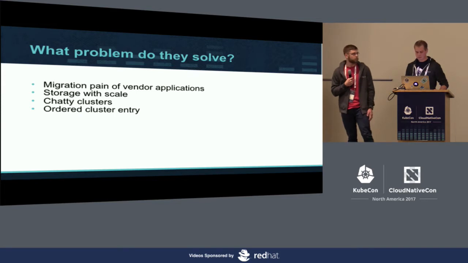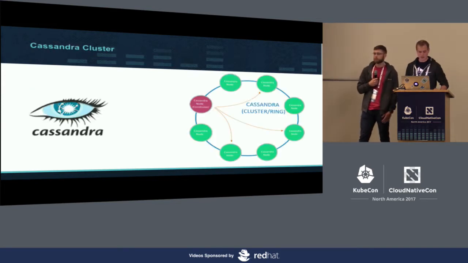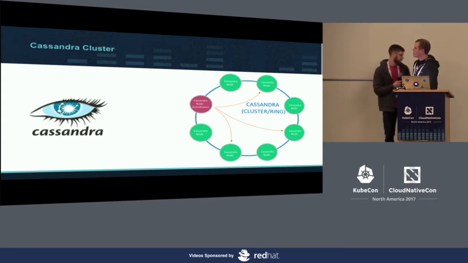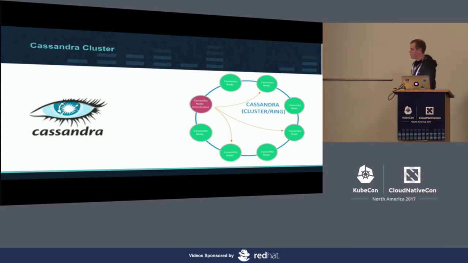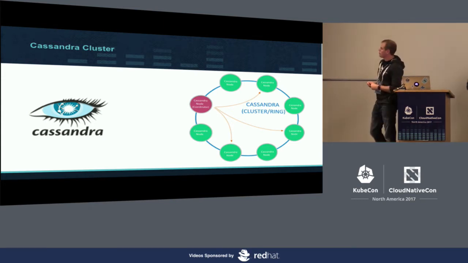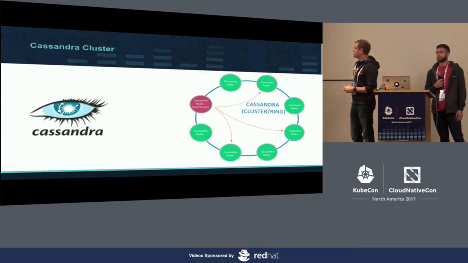Yeah, certainly. A concrete example here is Cassandra. If you think about a Cassandra cluster, we have nodes in a graph, and they use a gossip protocol to share information between the nodes in the graph and the edges in the graph. So thinking about how we scale Cassandra in this method, stateful sets add some value here.